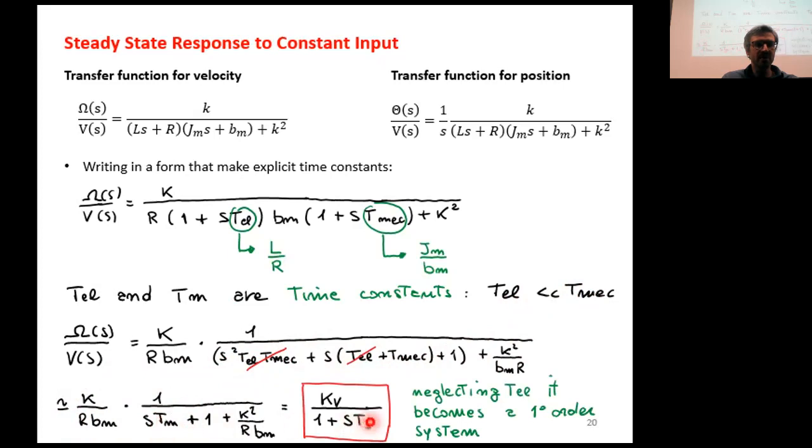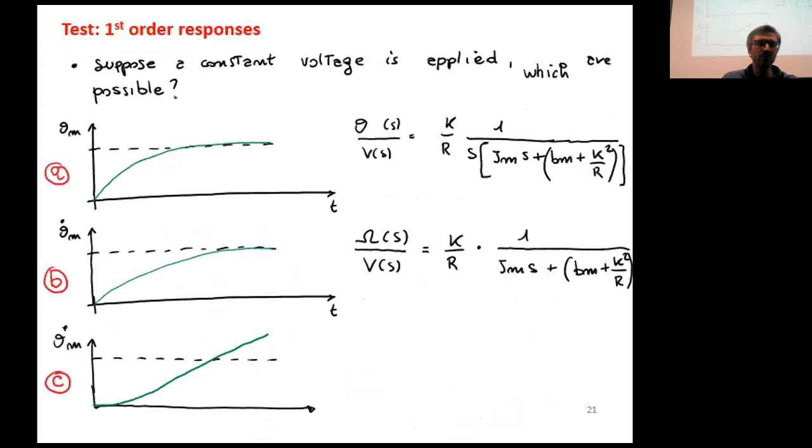We see there is only one time constant. It will be slightly different from the mechanical one because you need to collect this to compute the time constant form, since you need to have 1 plus S times the time constant. And the system becomes a first order system. If you do the computation by yourself at home, you can get the first order system as this transfer function.